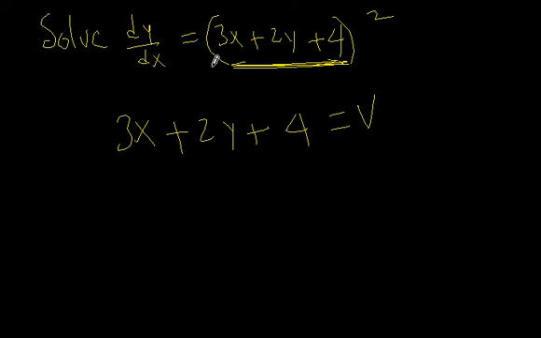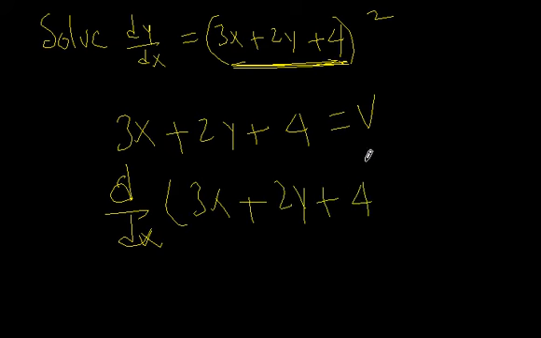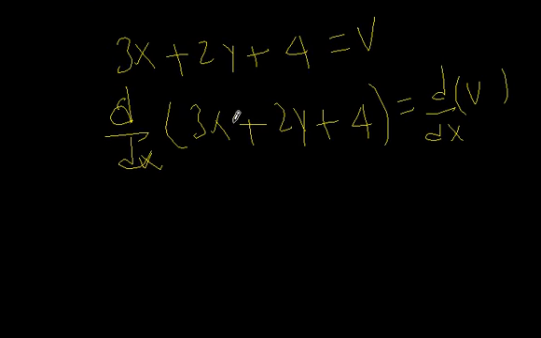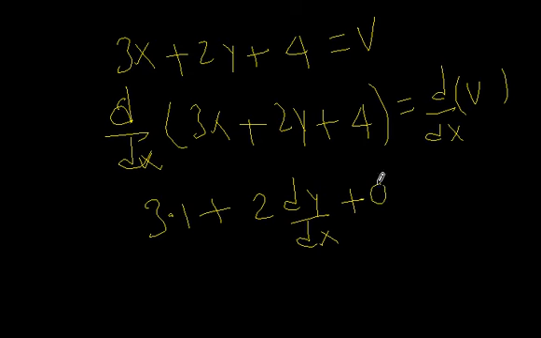Let me take v. Now differentiate this with respect to x. So d by dx of 3x plus 2y plus 4, which is equal to d by dx of v. Now, the derivative of x with respect to x would be 1. So 3 times 1 plus 2 times the derivative of y with respect to x, which is dy over dx, plus the derivative of the constant, which is 0.